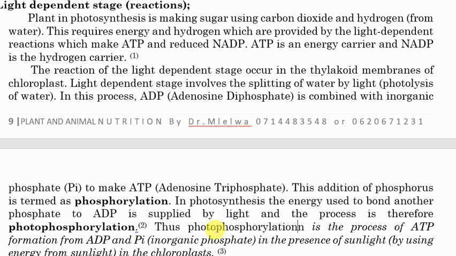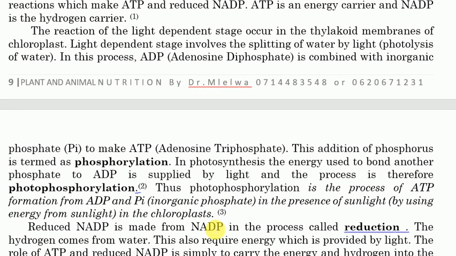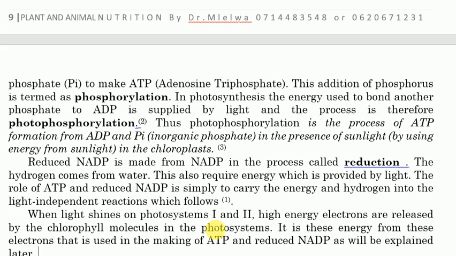Thus, photophosphorylation is the process of ATP formation from ADP and inorganic phosphate in the presence of sunlight, by using energy from sunlight in the chloroplast. So this is the simple definition of photophosphorylation. How can you define photophosphorylation? The formation of ATP from ADP and inorganic phosphate in the presence of sunlight, or by using energy from sunlight in the chloroplast.